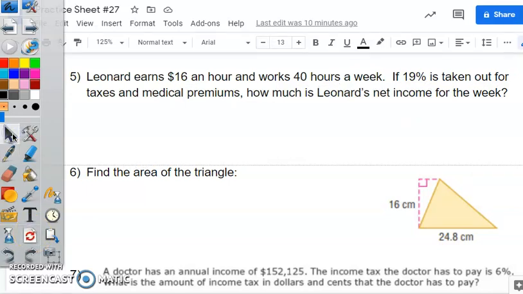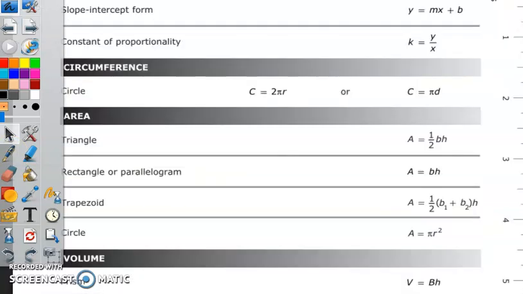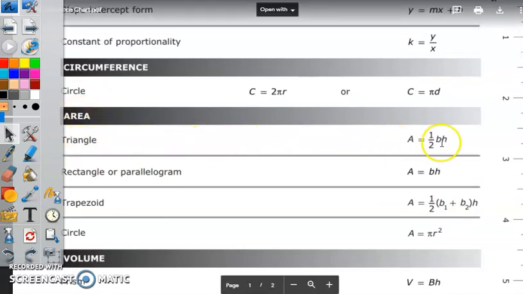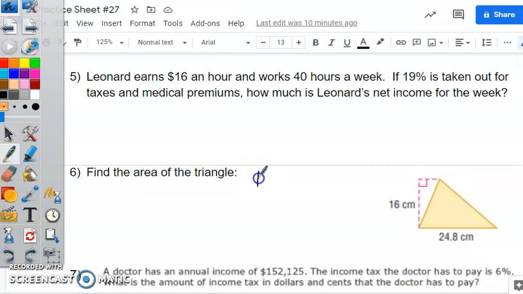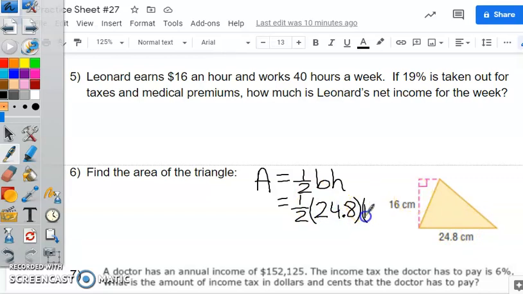Number 6, find the area of the triangle. So just like on the last video, when it says area, we want to make sure we're using our formula chart. Area of a triangle. A equals half BH. Now, substitute in your numbers. Half, my base is there, 24.8 centimeters, and my height is 16.